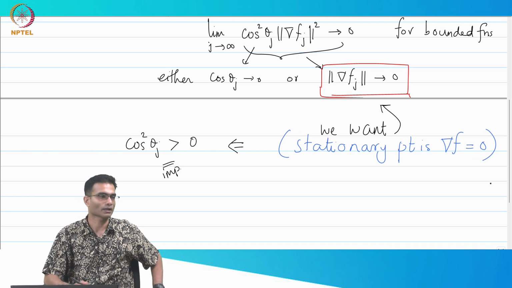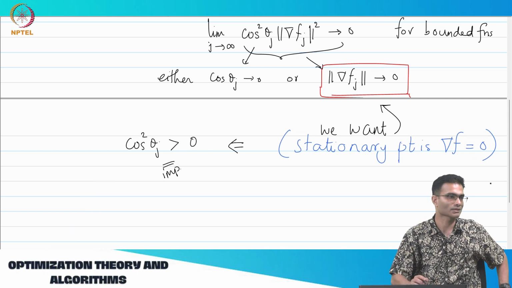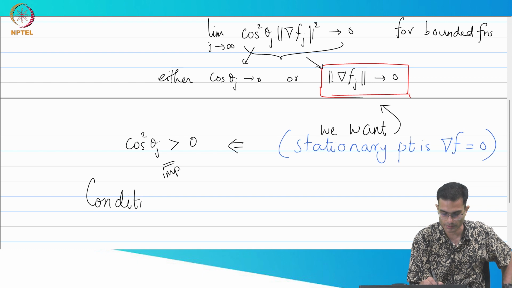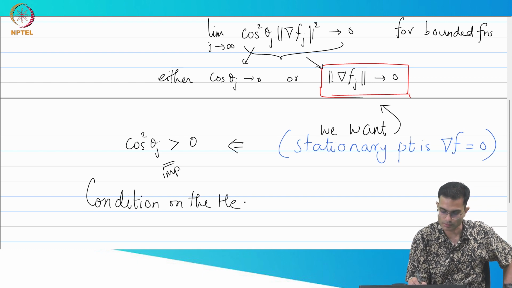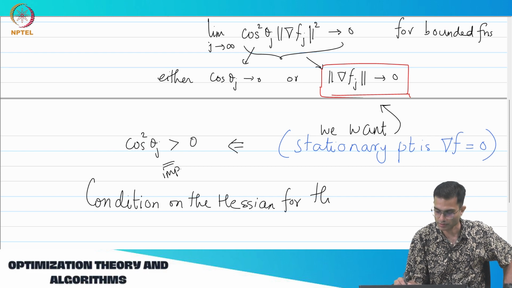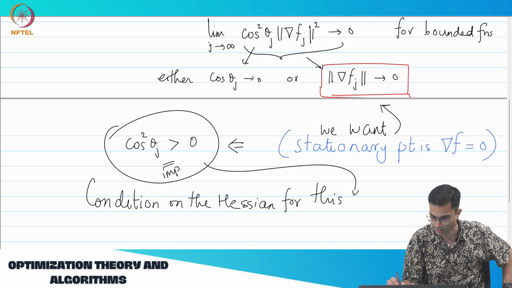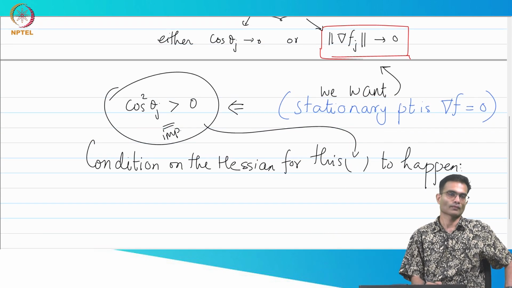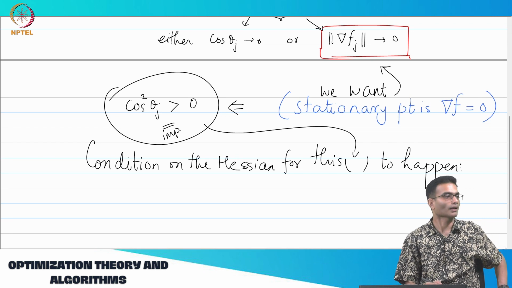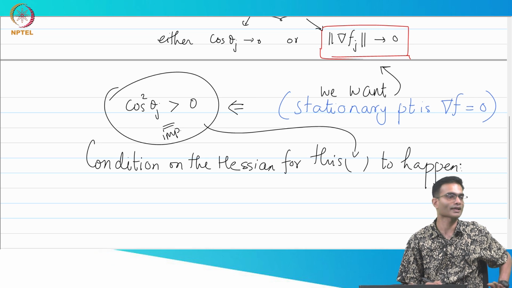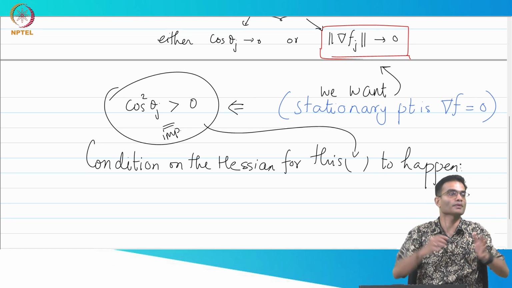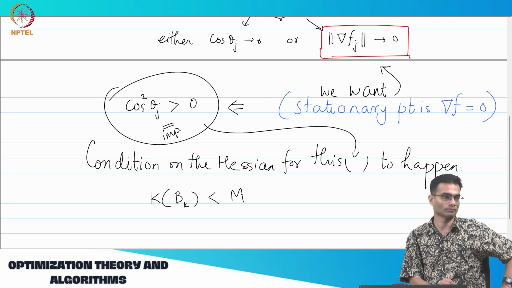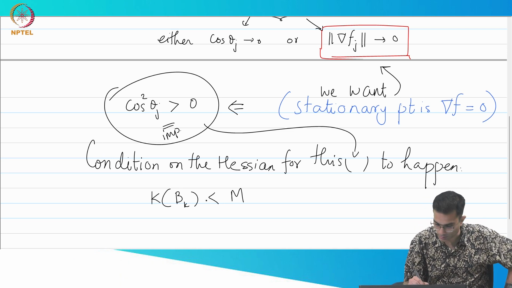So in the case of the Newton method, what ends up happening, it's quite easy to show, is that there is a certain condition on the Hessian. And that condition, it's kind of funny to say it, is that the condition number of the Hessian should have a bound. It should not be arbitrarily large. So that condition is kappa of Bk is less than M. Now we'll show why this is the case. This is the condition.